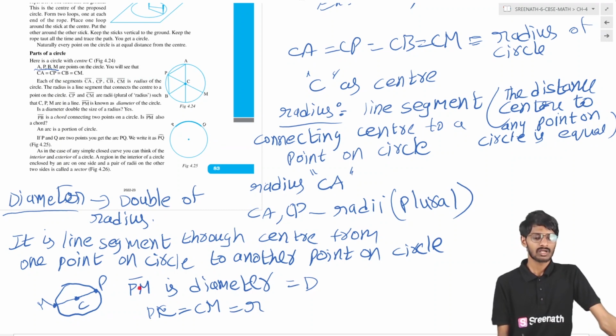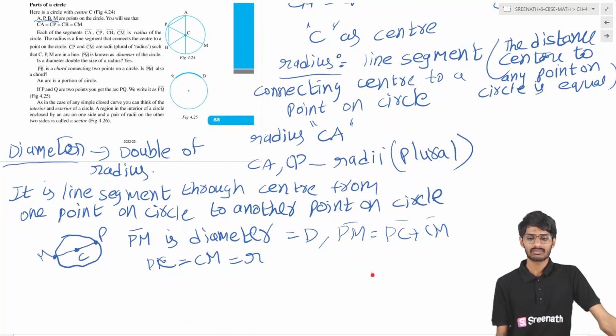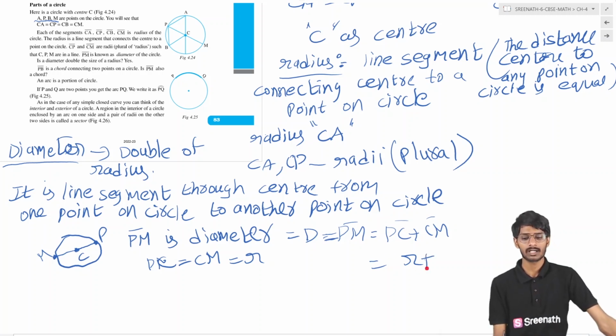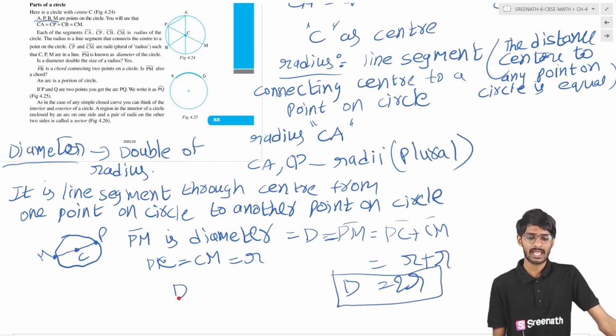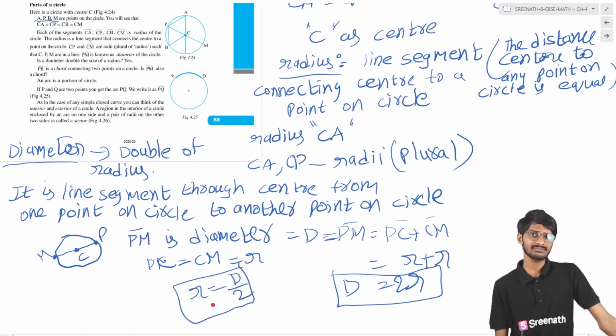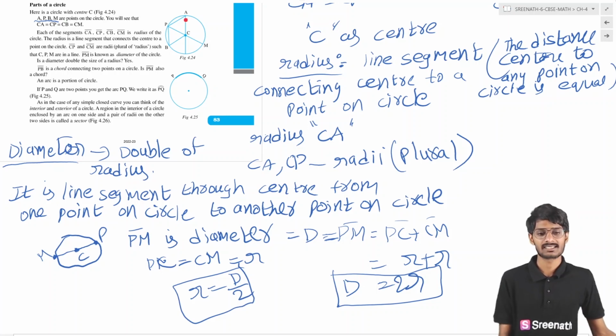So if you clearly observe, PM bar is nothing but PC plus CM. So what is the PC value? That is R. So diameter D is equal to PM bar, and PM bar is equal to PC plus CM bar. So PC is equal to R and CM is equal to R. So that is equal to 2R. So finally the diameter is equal to 2 times the radius, students. So diameter is equal to 2 times the radius, and radius is equal to D by 2. Okay. So this is about the diameter, students.